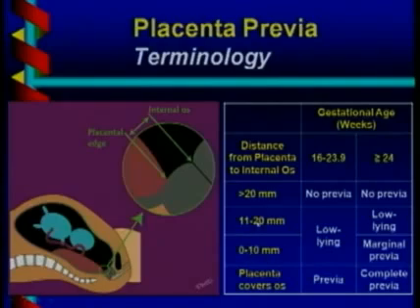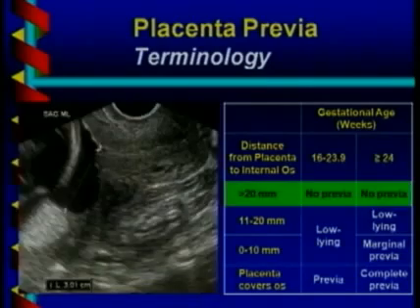0 to 20 millimeters or 0 to 2 centimeters, from 16 to 24 weeks we call it a low-lying placenta, and after 24 weeks we distinguish between a low-lying placenta, we use the term if it's 11 to 20 millimeters, and if it's 0 to 10 millimeters, we call it a marginal previa. And I'll show some examples of all of these on the next several slides.